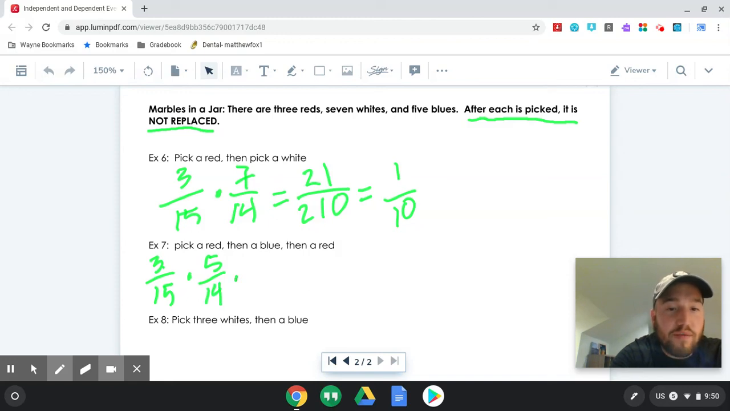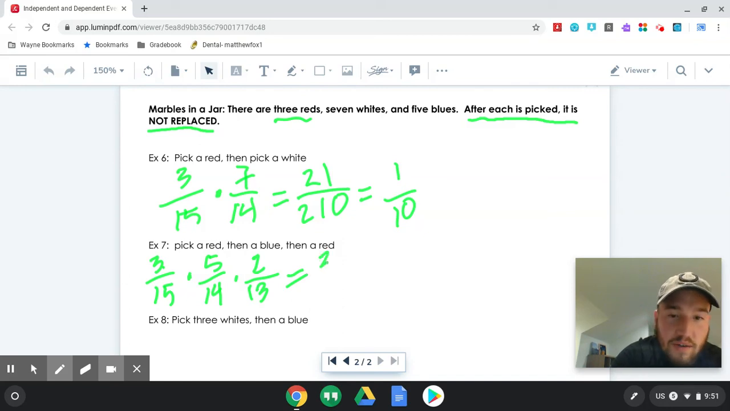And our chances now of picking another red, now we have to be careful here. There were 3 at the start right here, but we already took one out. So there's only 2 left, okay? There also were 15 marbles at the start. We've taken 2 of those out, so there's 13 marbles left. Okay, now, the top, I'm sure you guys can handle. 3 times 5 is 15 times 2 gives us 30.